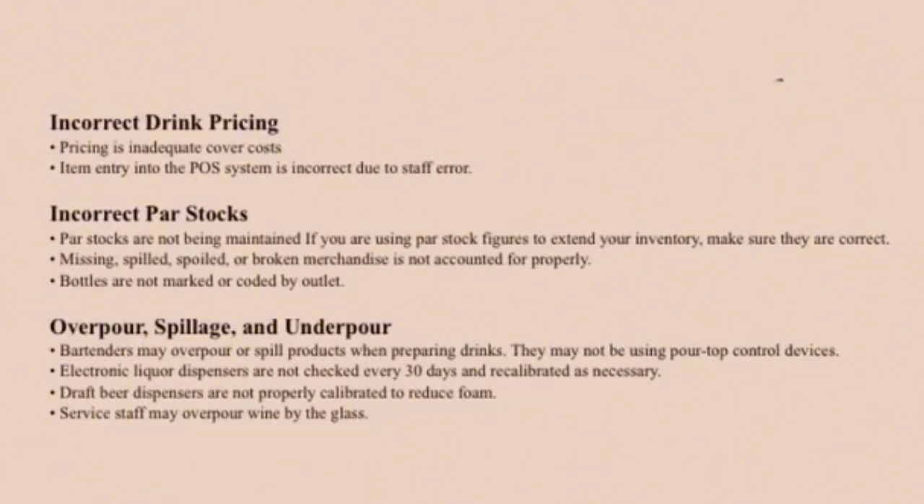Next is overpour, spillage, and underpour. These are bartenders' errors resulting in overpouring or spilling, especially when using improper dispensing controls, as well as calibration issues with liquor dispensers and draft beer systems that contribute to wasted product.